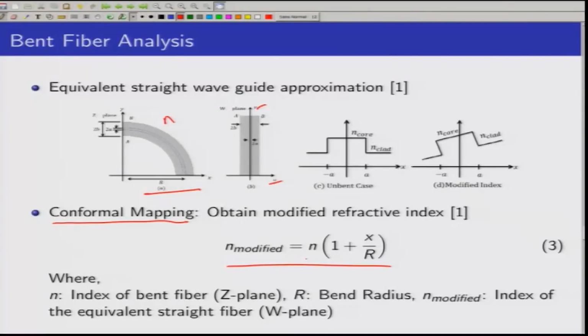N is the refractive index of the bent waveguide, that is in figure A, and r is the bend radius. x corresponds to the coordinate system in the z plane. Now, how does this refractive index look like?